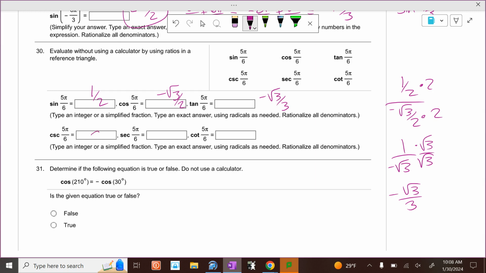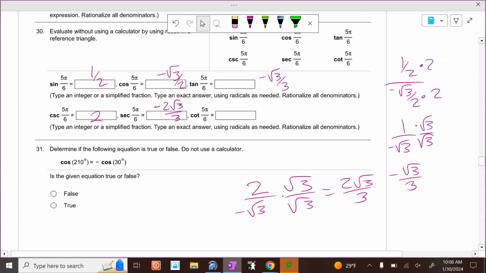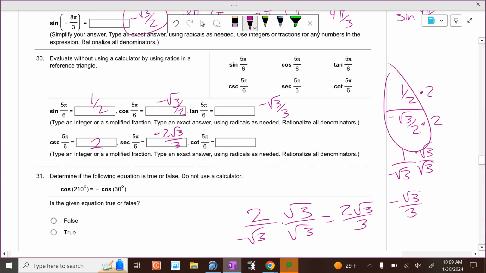Cosecant, flip it upside down, it's 2 over negative square root of 3. Then you have to multiply top and bottom by square root of 3. So it's 2 square root of 3 over 3. Cotangent, you flip over the tangent, or you take this and flip it over. So negative square root of 3 over 2, over 1/2. Multiply top and bottom by 2. That cancels. This cancels. And you get negative square root of 3.